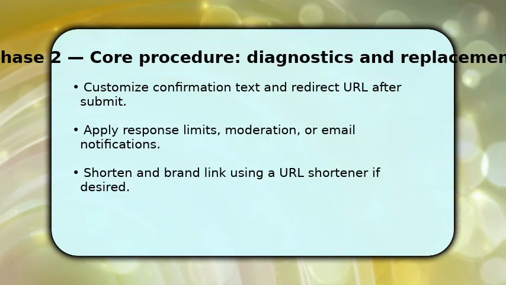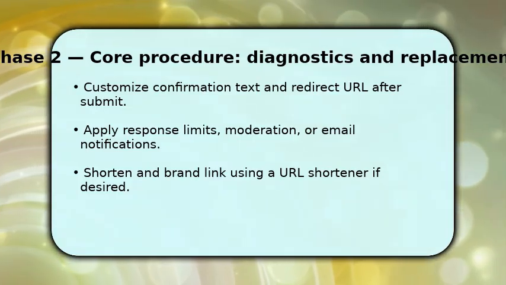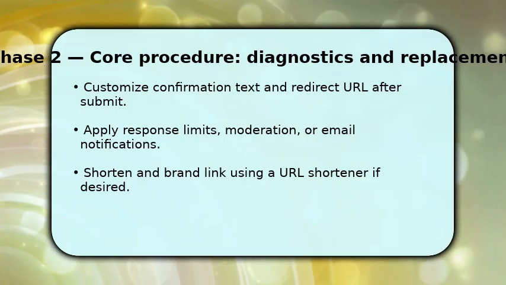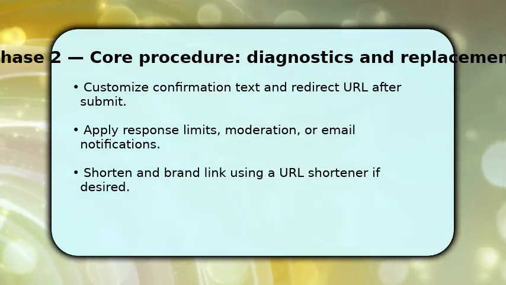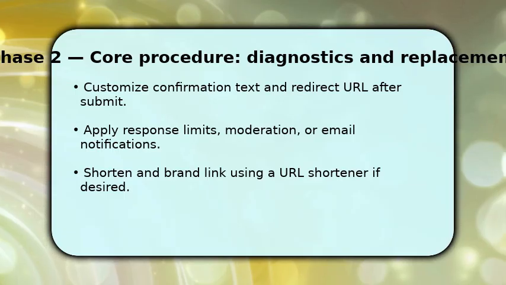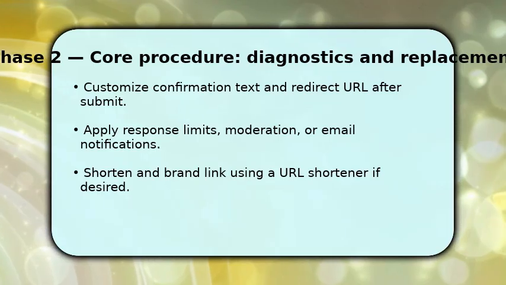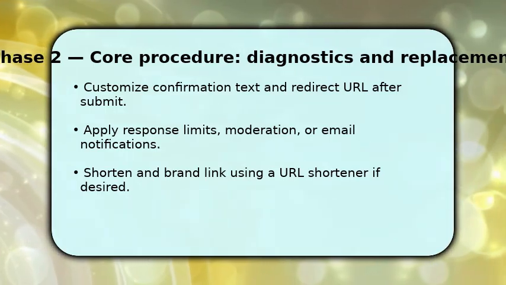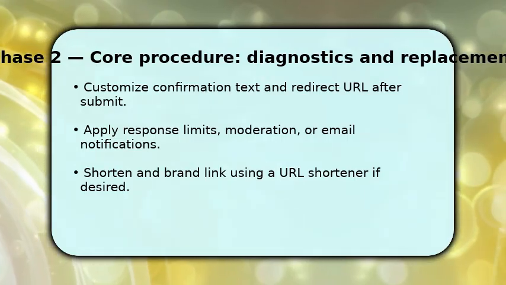Now you focus on the middle work, tailoring behavior and safety. You customize confirmation text so responders know you received the confession, optionally set a redirect URL for resources. Then enable moderation or response limits to prevent spam, and add email notifications or a webhook if you want real-time alerts. Once settings are solid, shorten and brand the link with a custom shortener for memorability.